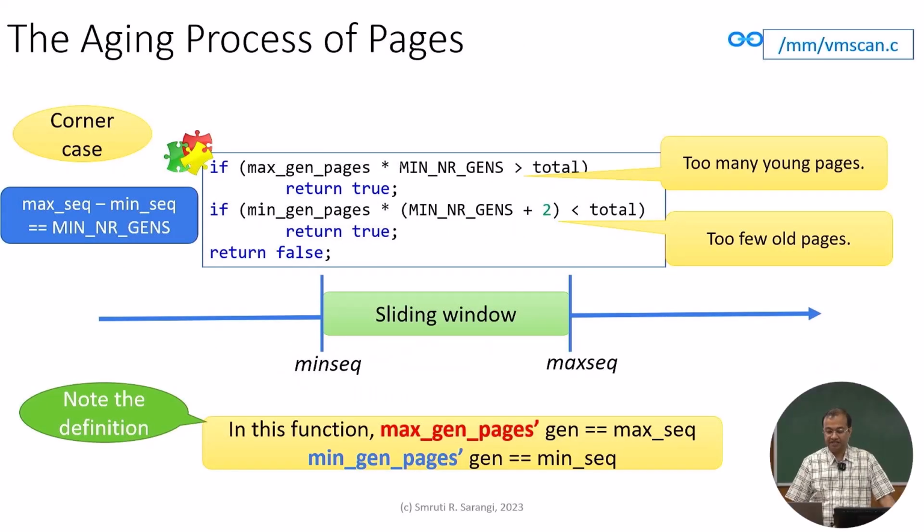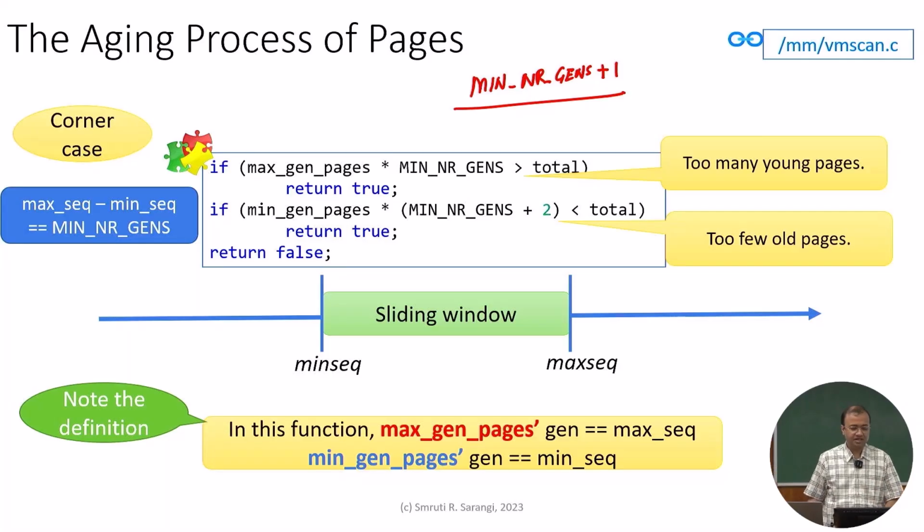So if I look at the process of aging, the process of aging uses some simple formula. The number of generations you would like to maintain is actually, so I stand slightly corrected with respect to what I said on the previous slide, min NR gens plus 1. That is roughly what I would like to maintain as the number of generations, my target. So how many maximum generation pages should there be? Let's say if this number is lambda, lambda should be equal to total divided by min NR gens plus 1. Is that correct?